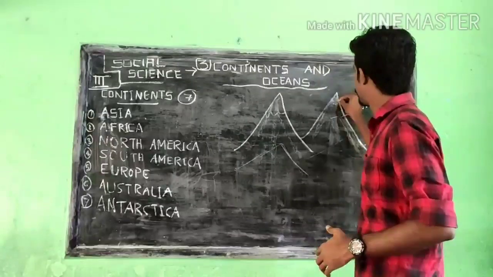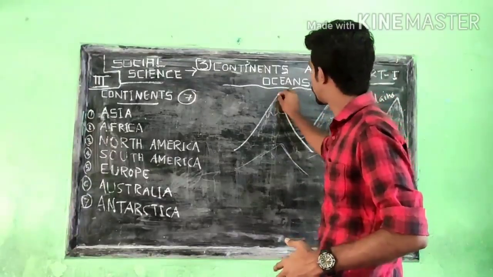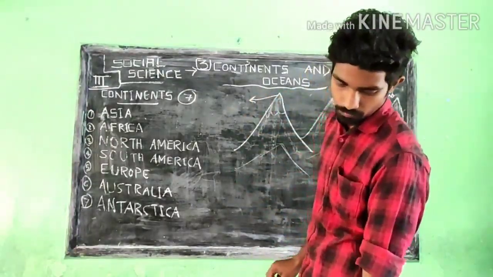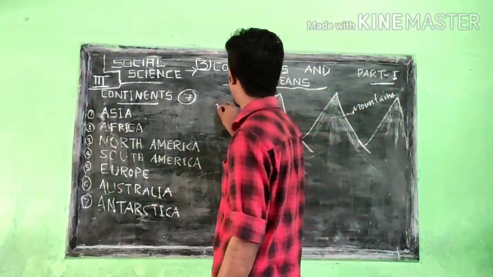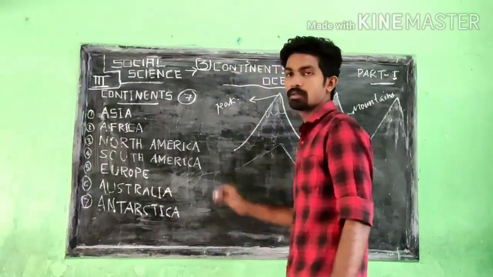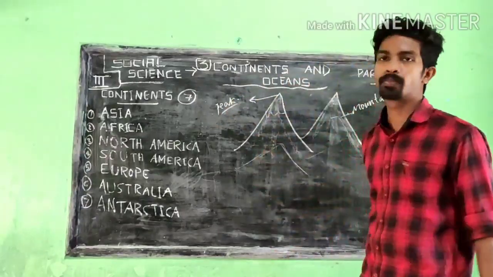Mountains. At the top of the mountain. Okay. Top of the mountain. This place we call the top of the mountain is called peak. Okay. P-E-A-K. Peak. Okay. Top of the mountain is called peak.